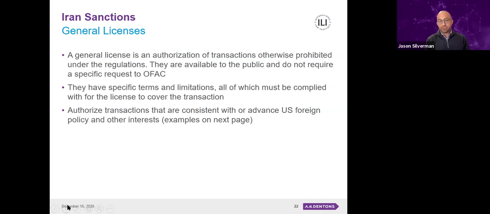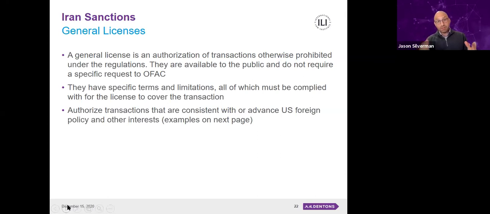There are also general licenses, which are often in the regulations themselves. Sometimes they're standalone. Iran has a combination of both general licenses that are in the regulations and some that are not codified in the regulations. A general license is an authorization of transactions that would otherwise be prohibited under the regulations and don't require a specific filing request to OFAC. They do all have specific terms and limitations, and many of them have reporting requirements, and all of them have recordkeeping requirements.